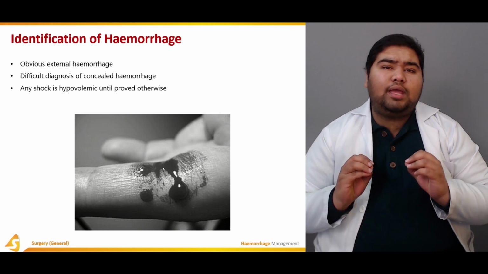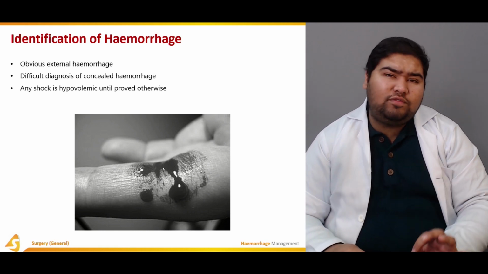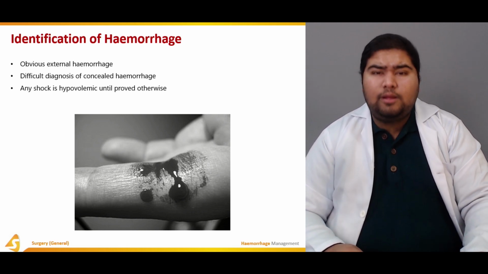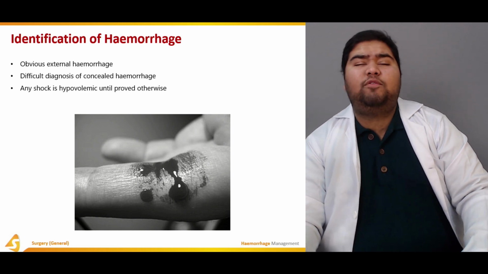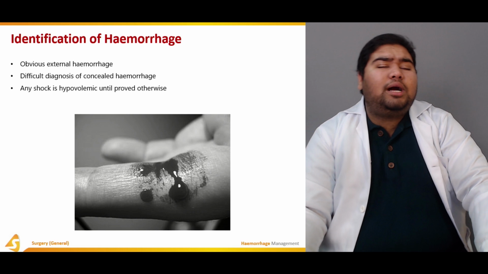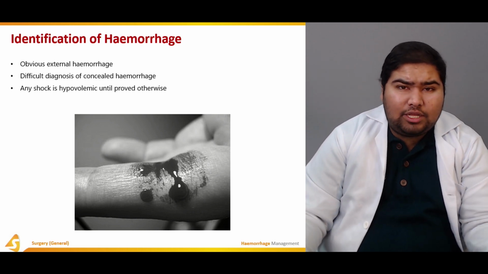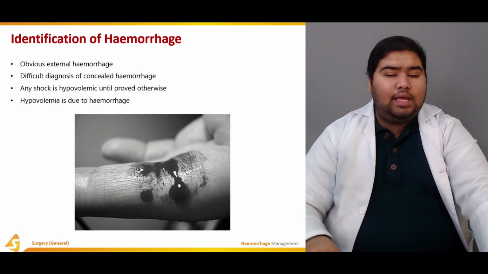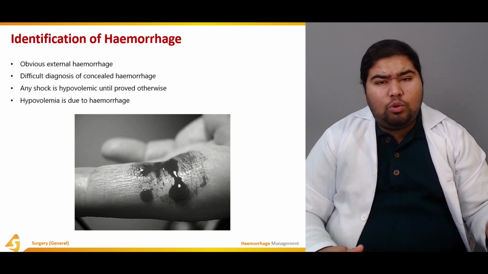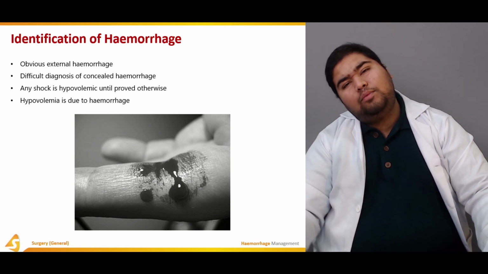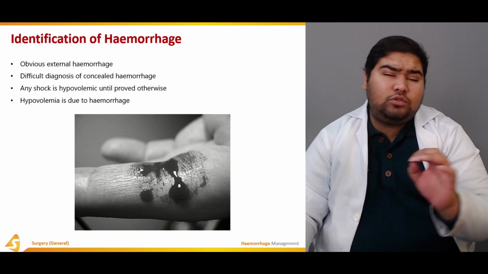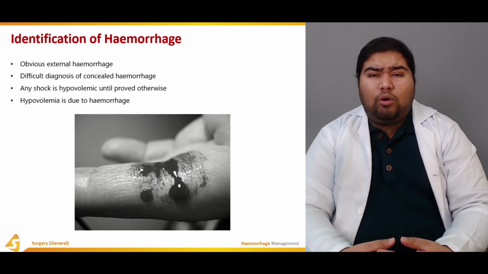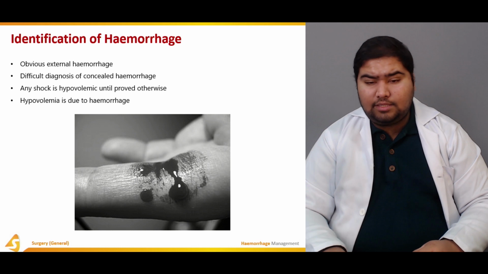So any shock is hypovolemic unless proved otherwise. Keep that in mind always. If you see a patient with hypovolemia, the first thing that should come to your mind is hemorrhage. The hemorrhage is the cause of hypovolemia unless it is proved otherwise. Hypovolemia is always due to hemorrhage, again, until proven otherwise. So hypovolemia and hemorrhage go side by side. Whenever you see a patient with hypovolemia or hemorrhage, you should consider the other in that patient as well.